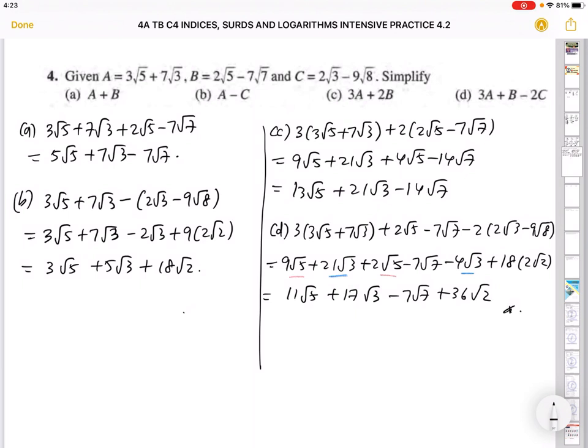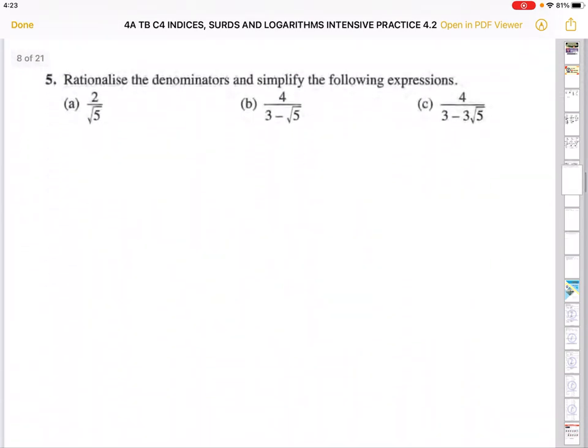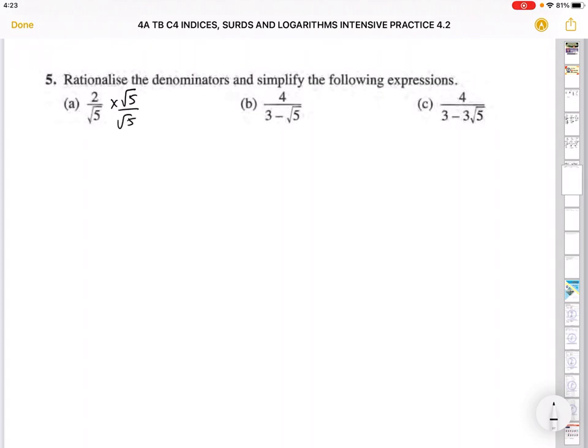Alright, let's move on to number 5, rationalizing the denominator and simplifying the following fraction. So here I have to multiply top and bottom with root 5. So you get 2 over 5 root 5. Okay, simple, right? So you know this is the method to rationalize it.